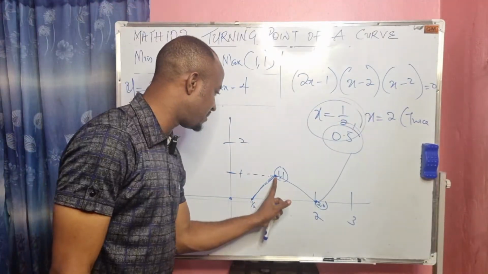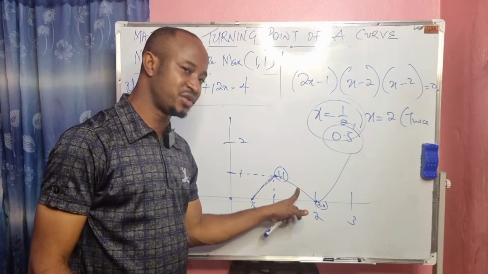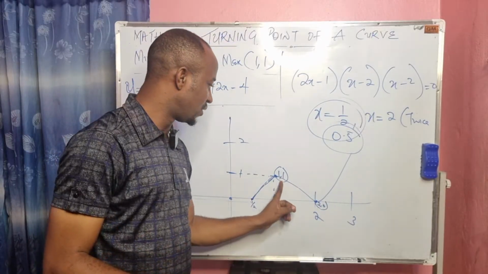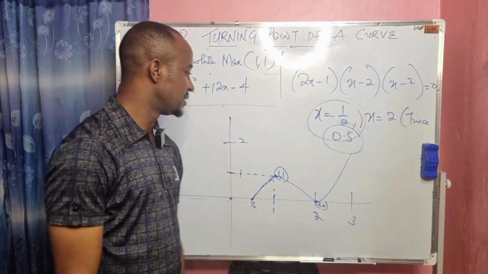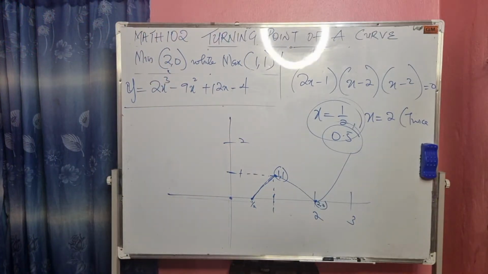So between the maximum and the minimum, we can determine the point of inflection. The point where the curve changes its curvature is along this region. All right, so that will lead us to the next aspect we'll be looking at.